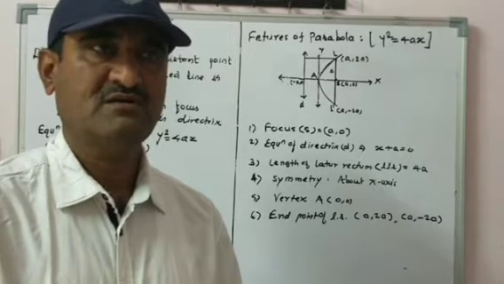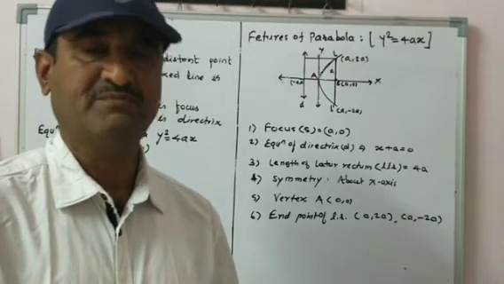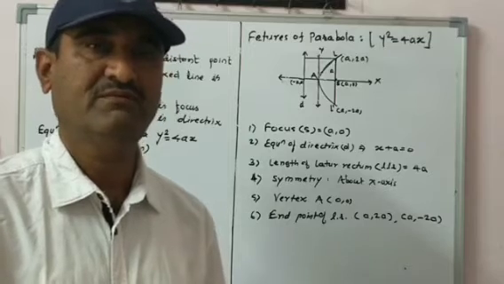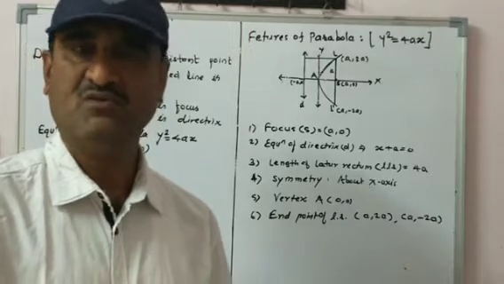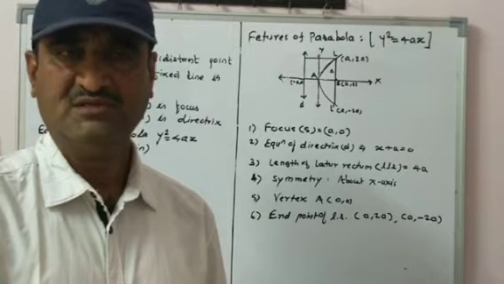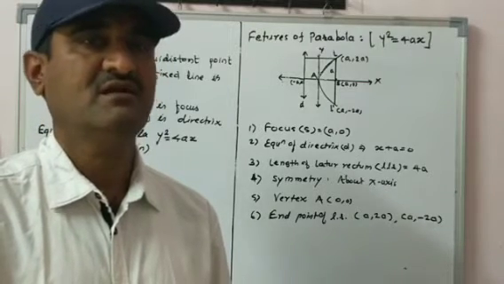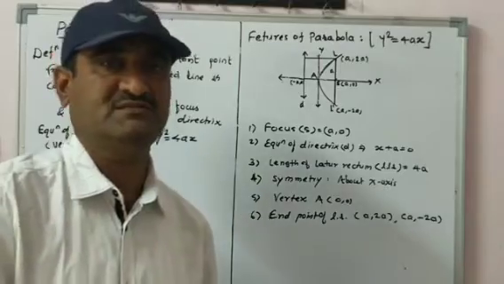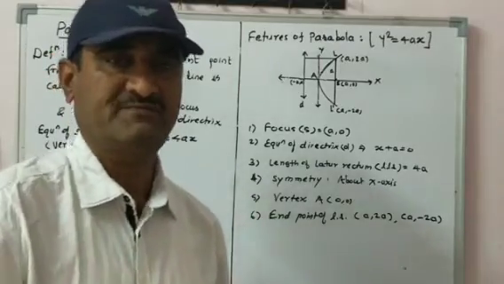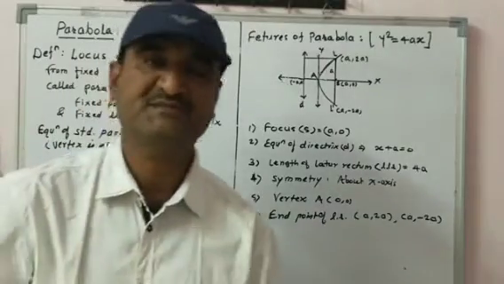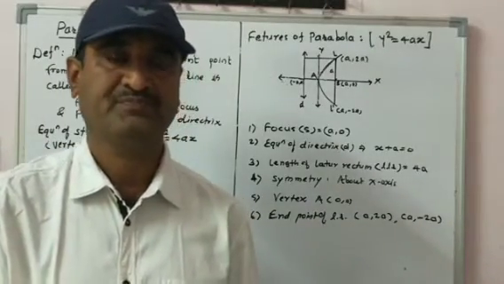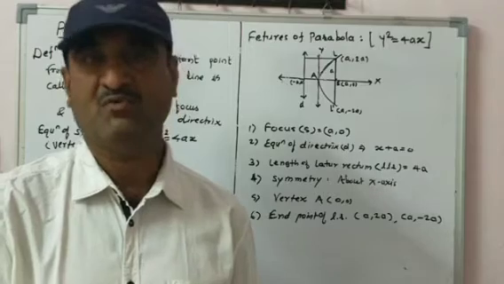Now we start the new chapter, a new topic of 11th standard, and it's conic sections. Then what is a conic section? In the conic section in 11th standard we have three figures. These three figures are parabola, ellipse and hyperbola. Today we learn parabola.